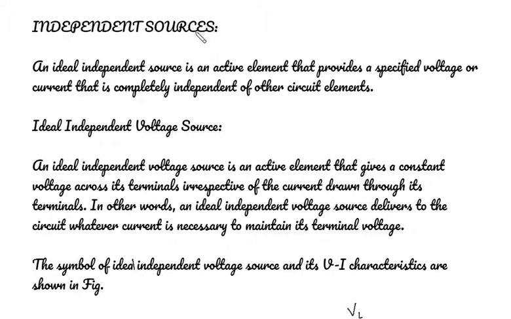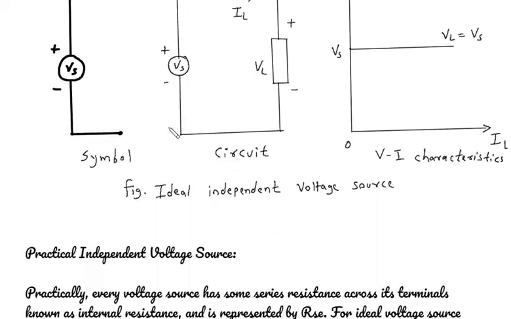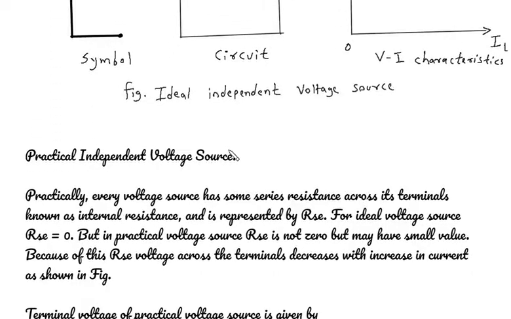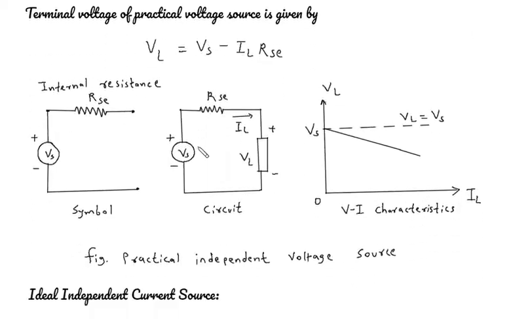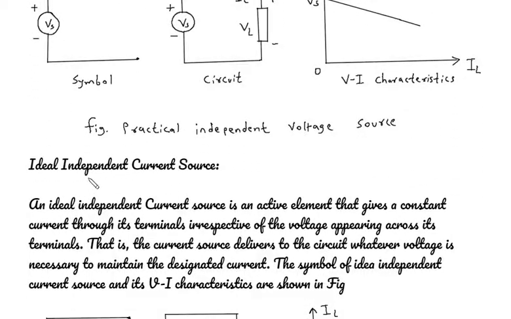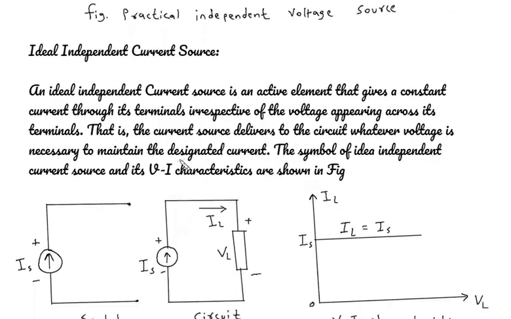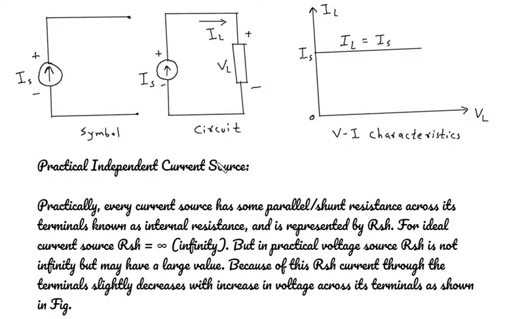Independent sources. An ideal independent source is an active element that provides a specified voltage or current that is completely independent of other circuit elements. So, there will be ideal independent voltage source, practical independent voltage source, ideal independent current source, and practical independent current source.